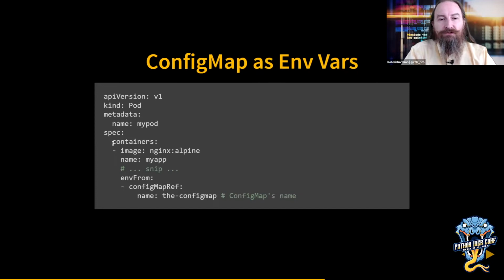Here in our container definition, we say environment from config map reference, and we give it the name of that config map. Now, the cool part here is that we don't need to enumerate all of the keys inside of our config map. It'll just pull them all in. Now, there definitely is syntax if we do want to enumerate them, but in this case, I chose to just say, I want to grab them all. So any configuration inside that config map will end up as environment variables inside my pod, inside my container.